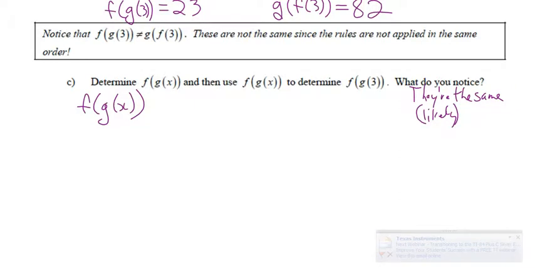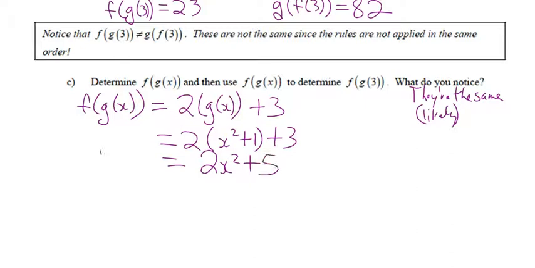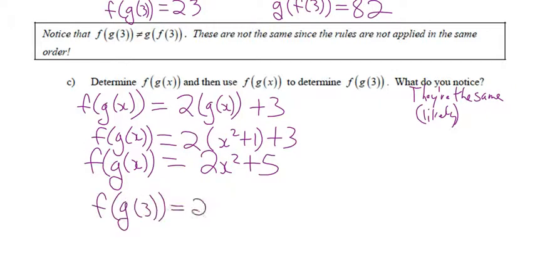So what do we do for f of g of x? Substitute g of x into f. So what's f of x say to do? Take the input and put it into 2 times the input, and add 3. Now our input is g of x. So 2 times g of x, and add 3. Okay, what's g of x? x squared plus 1. So now we replace g of x by x squared plus 1 because they're the same thing. So f of g of x is 2x squared plus 5. What's f of g of 3? 2x squared plus 5. No. It's 2 times 3 squared plus 5.